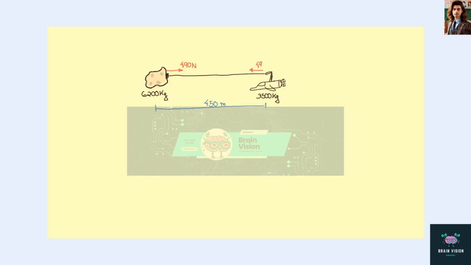According to Newton's third law, the tug is also being pulled by the asteroid with a force of 490 newtons. Now, we can use Newton's second law on each of them separately to calculate their accelerations separately. So, for the asteroid, we have the following.